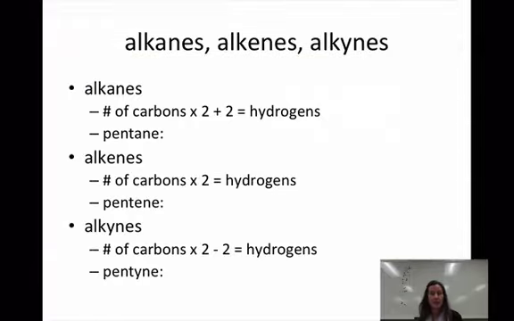In order to figure out your formula for alkynes, it's still your number of carbons times 2, but now you take away 2 more of those hydrogens. And the reason you take away 2 more is now you have another bond. It could be a triple bond or 2 doubles, depending on the structure, but essentially you have another duplicate bond where you don't have hydrogens.